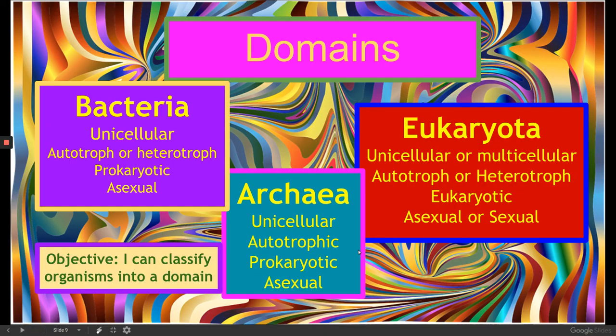So let's review this lesson on domains. There are three: bacteria, archaea, and eukaryota, and we can use the traits in those domains to help us classify any living organism. And I think we've met our objective because we just got through classifying both a rosebush and Streptococcus.